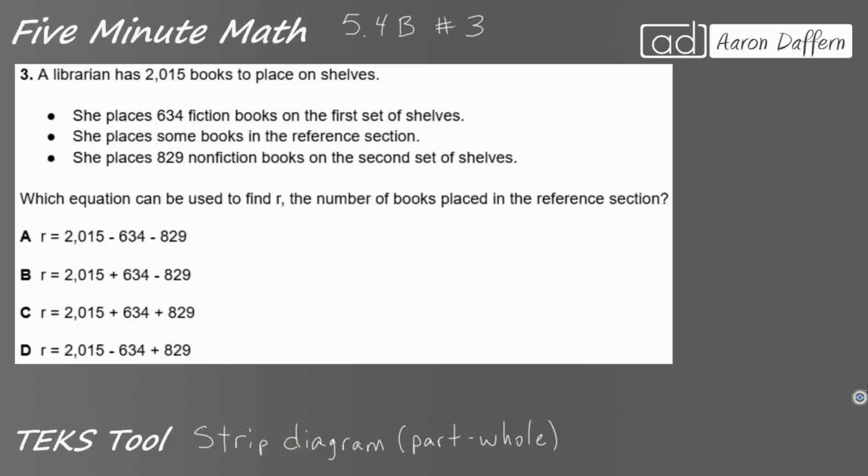Today we are looking at the TEKS tool strip diagram. We are working with part-whole relationships with a problem related to TEKS 5.4b. We will solve it in 5 minutes or less. If you haven't done so already, please go ahead and take a moment to pause the video, work this problem out on your own, unpause it, and we will look at our answers together.